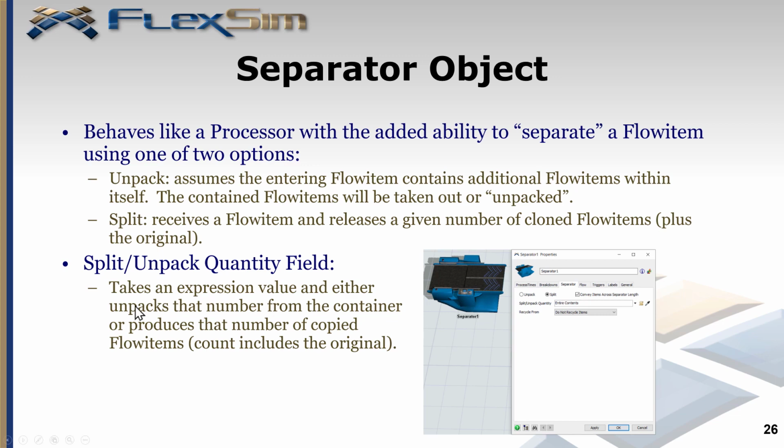This quantity field takes an expression value and either unpacks that number from the container or produces that number of copied flow items, and the count value you put in the split quantity field should include the originals. So we'll be putting the number 4 there because we want 4 things to leave.